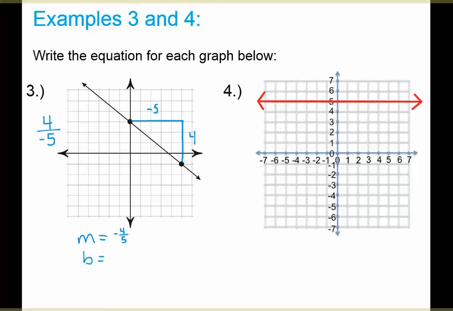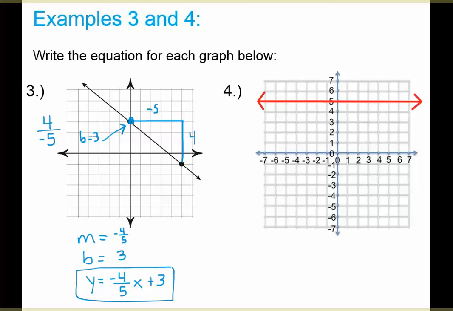My b value is the y-intercept, and the y-intercept happens to be at this point right here. Okay, so that is positive 3. So here b equals 3. And I can record that down below. B equals 3. To come up with the equation, it's just going to be y equals negative 4/5 x plus 3 or minus 3. Well, it's above the x-axis, so it's plus 3. There you go. Okay, hopefully you got that one right.